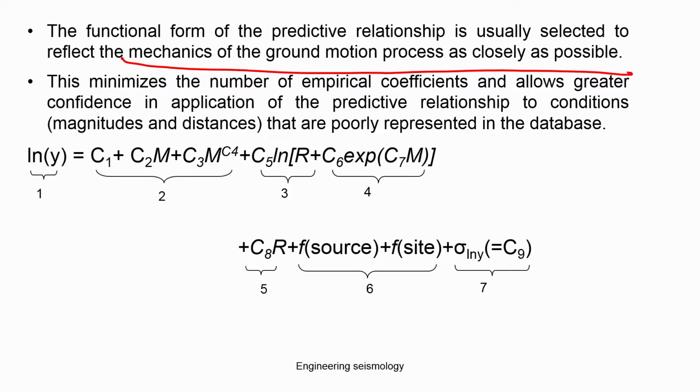So, you cannot use the same functional form for developing a predictive equation in southern India and northern India because of the seismicity difference. Similarly, Western America and Eastern America, like that, seismotectonic regional parameters have to be considered to make a functional form. So, this minimizes the number of empirical coefficients, and allows greater confidence in the application of the predictive equation to conditions, magnitudes and distances that are poorly represented in the database.